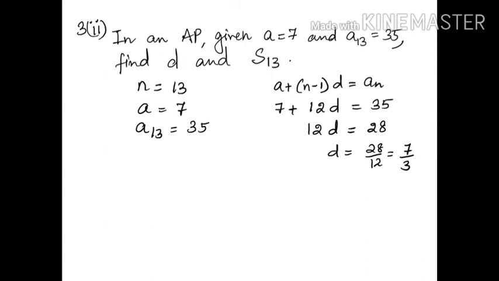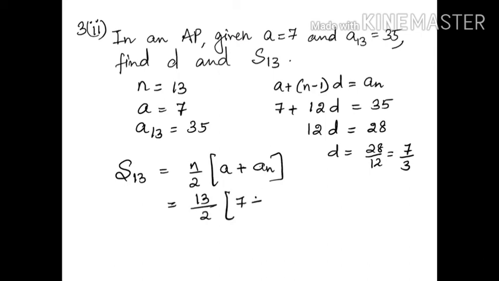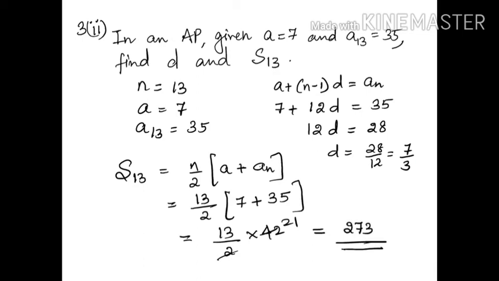Now we can use the formula for the sum of 13 terms as n upon 2 times the first term plus the nth term, where n is 13. So substituting n as 13, a as 7 and the nth term as 35, we get 13 upon 2 into 42, which is 273.